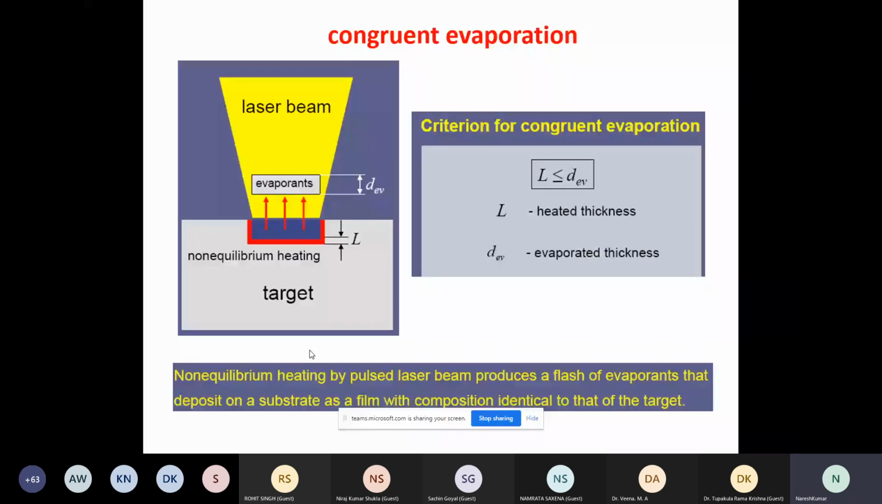Next is congruent evaporation. That is how your stoichiometry is maintained. You have a laser beam coming in, and it is being absorbed by the target material. Now what is happening here: non-equilibrium heating by the laser beam is producing a flash of evaporants. This flash of evaporant goes and sits at the substrate. And the moment it sits at the substrate, the composition, the stoichiometry of the film, is exactly the same as that of the target. This is the condition for which congruent evaporation can take place, where L is the heated thickness and ED is the evaporated thickness. Just do take care of it, and it is done.